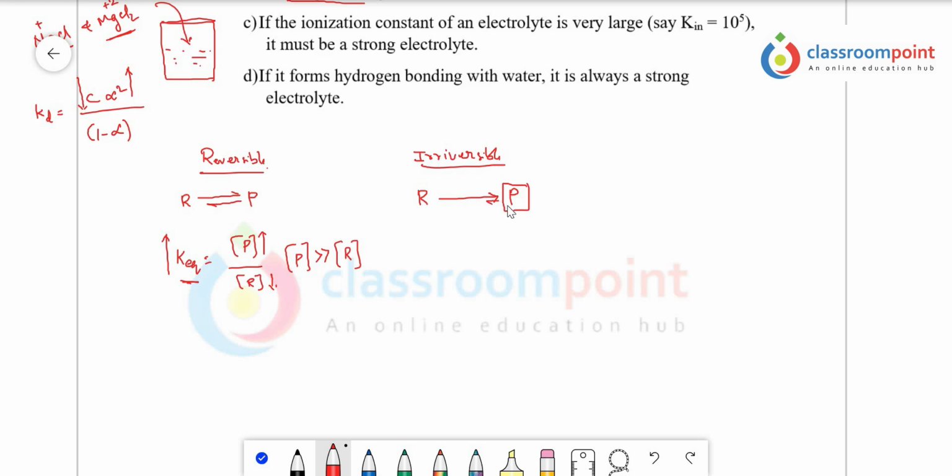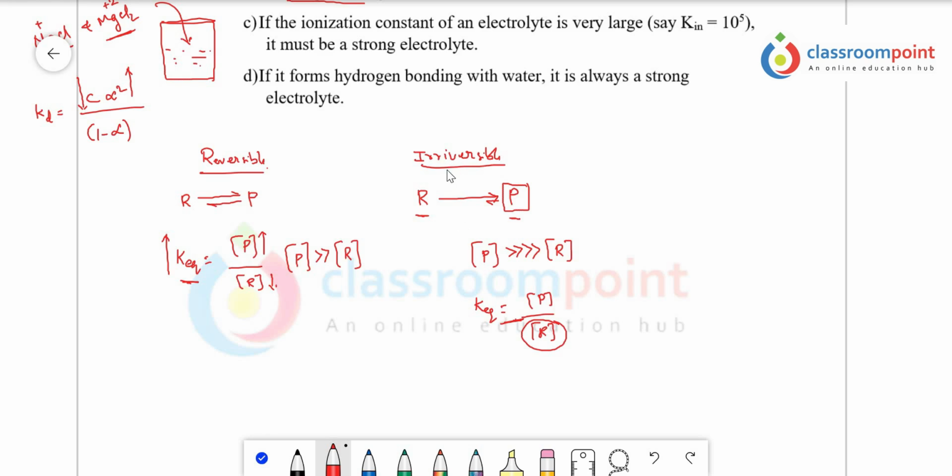Actually, there is a chance for the product to be converted to the reactant. But the stability of that particular compound in the form of the reactant is less in comparison to the product. That is the reason why the concentration of the product is far greater than the concentration of the reactant. So if you write down the equilibrium constant for this type of reaction, concentration of the product by concentration of the reactant, the concentration of the reactant is almost negligible.